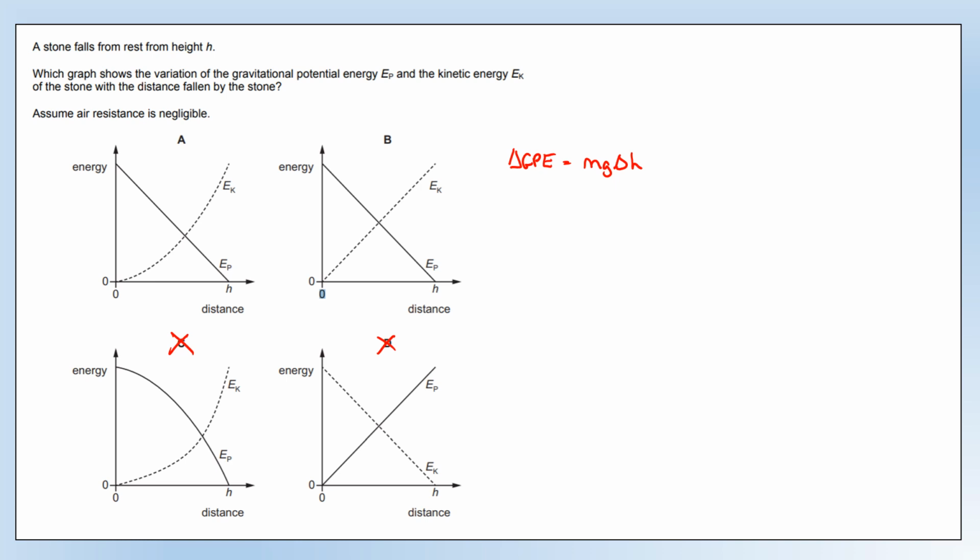but A and B are both fine, and we expect the kinetic energy should be equal to the magnitude of the GPE lost, because we're not doing any work against friction or anything. So essentially that should also be a straight line, so that's going to be option B.